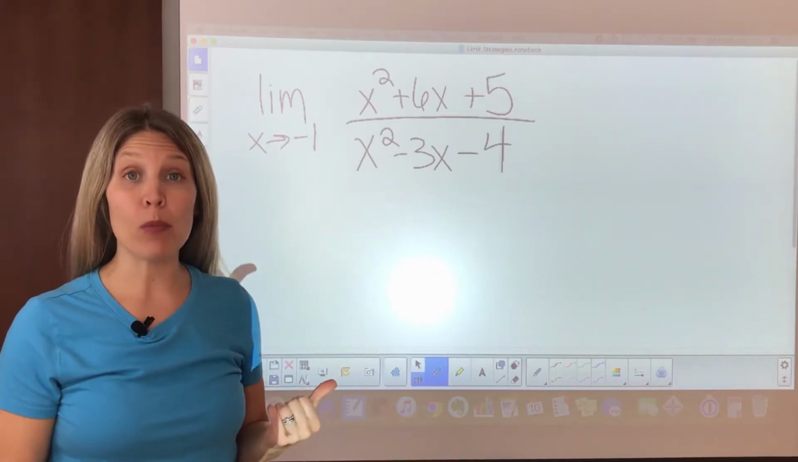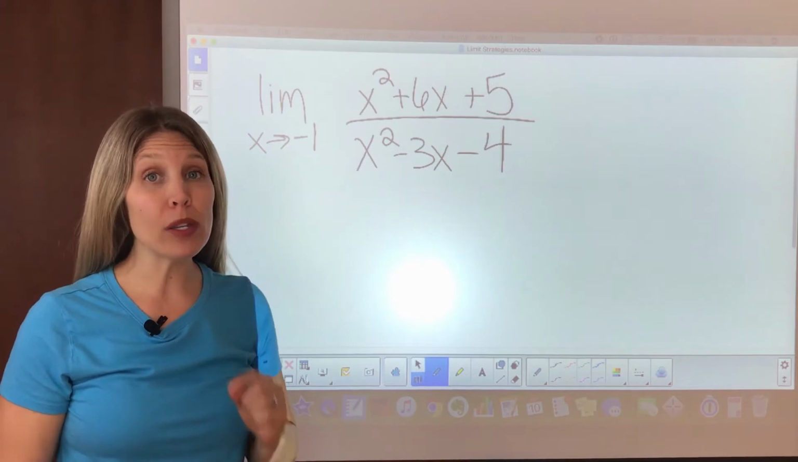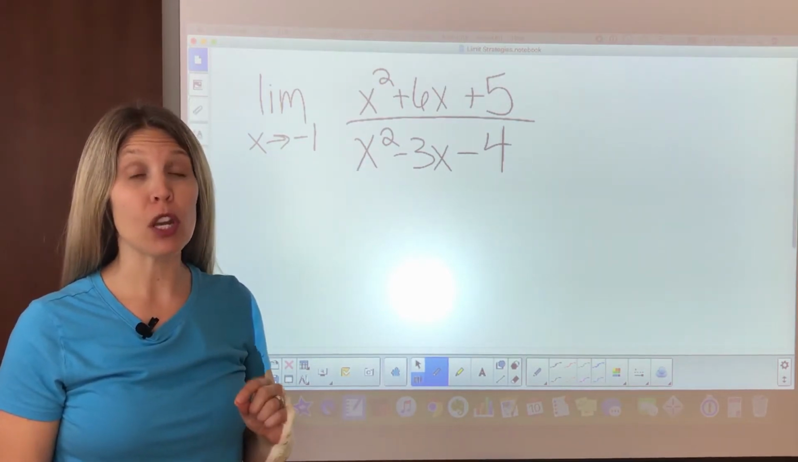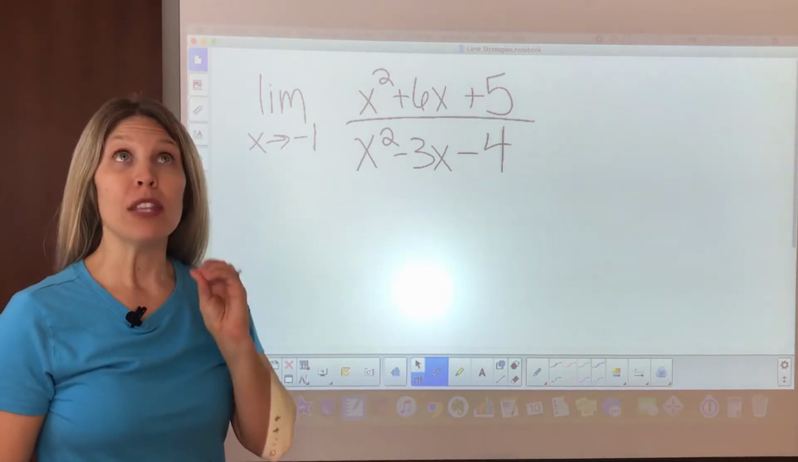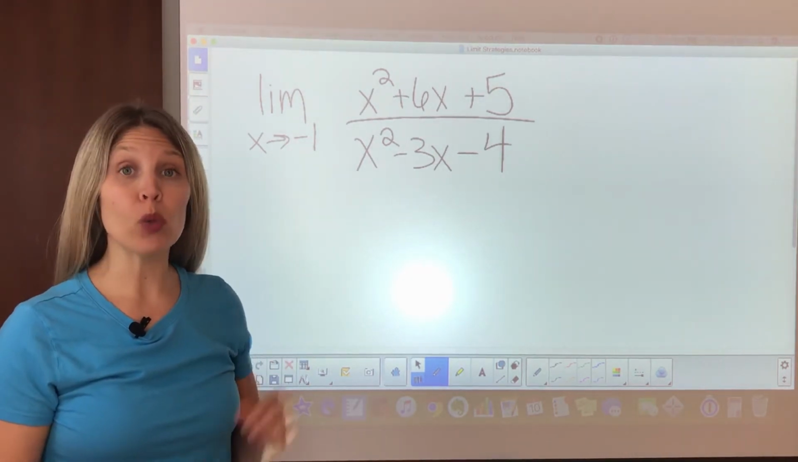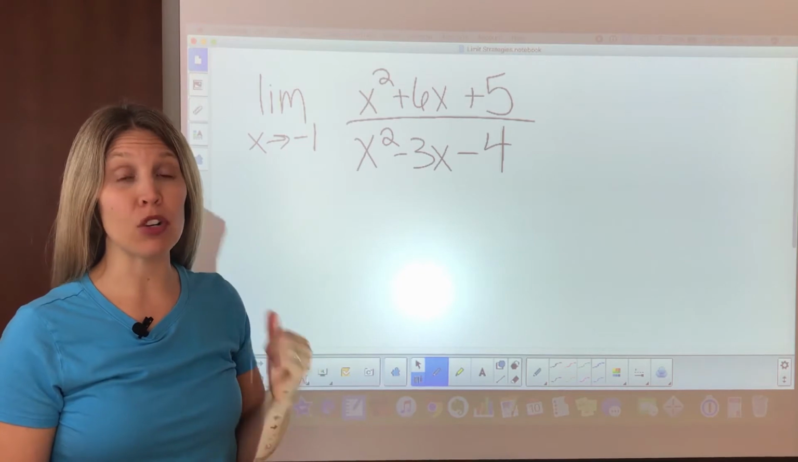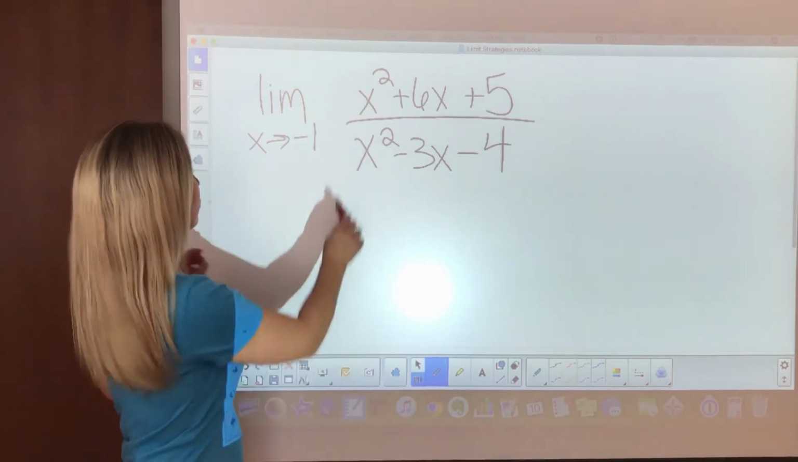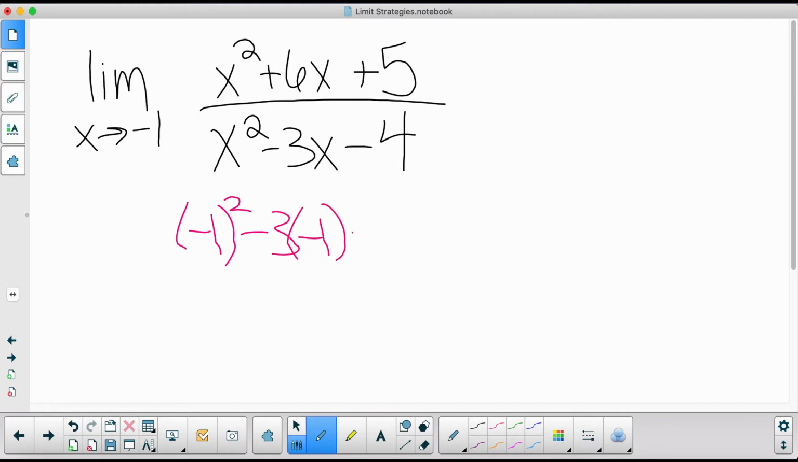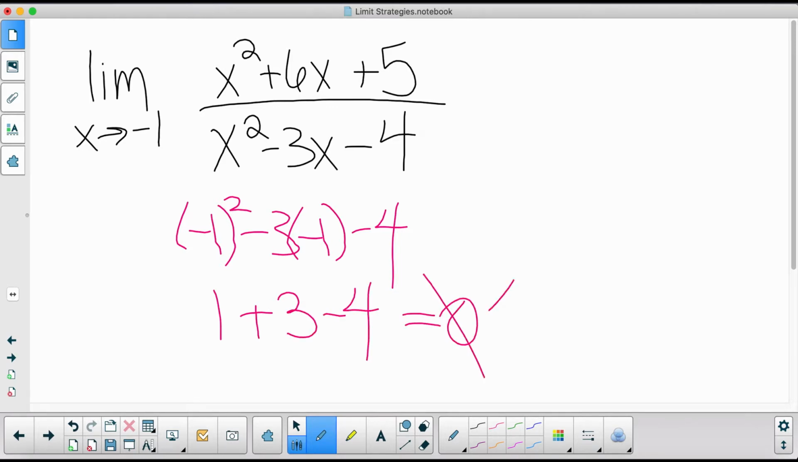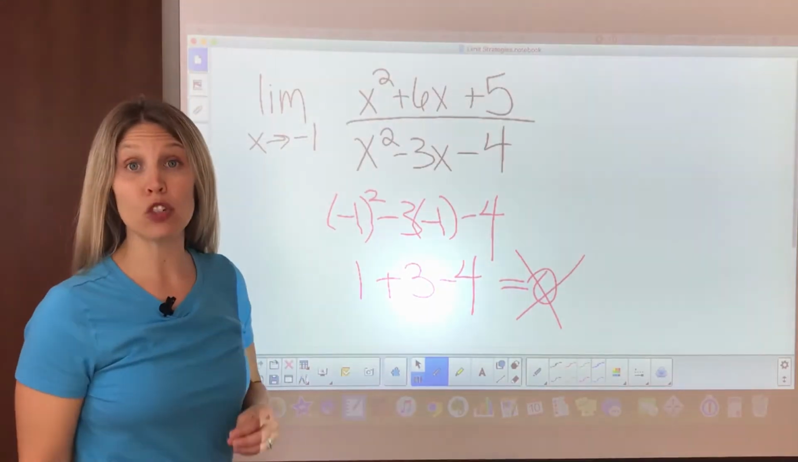Let's try another problem where we need to factor. Now you always want to try to plug it in first. So that's what I'm going to try to do because that's always your easiest solution. The issue is the denominator. So I'm only going to plug this number in on the denominator to see if it gives us a 0. If we plug in -1, let's see what we get. We have 1 plus 3 minus 4. Well, of course, that gives us 0, which is no good, which means we need to try a new strategy.